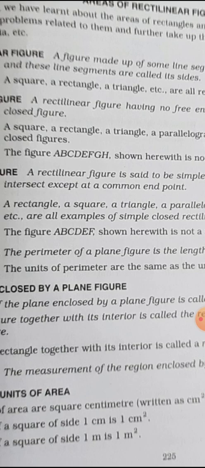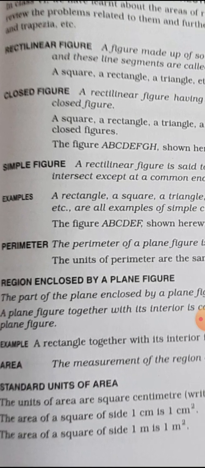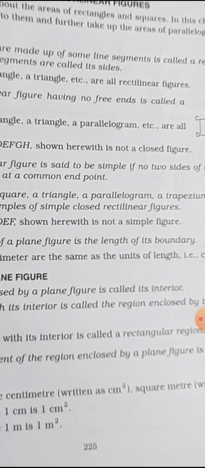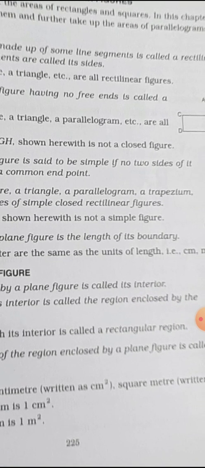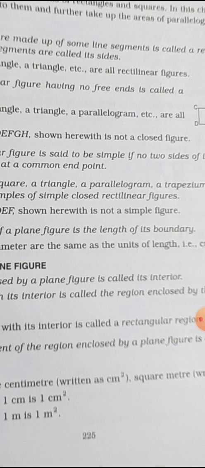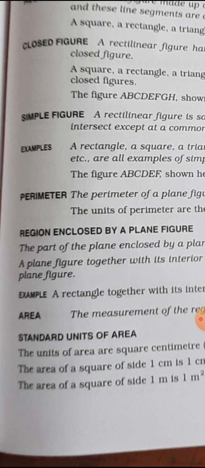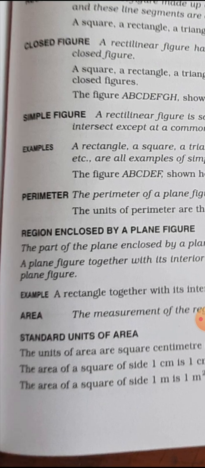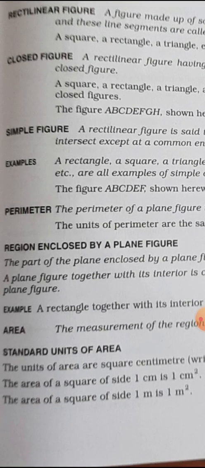For area, the units of area are square centimeter. That is written as meter square if the length is given in meter, centimeter square if it is given in centimeter, and kilometer square when it is given in kilometer. We write it like this: the area of a square of side 1 centimeter is equal to 1 centimeter square, and the area of a square of side 1 meter is known as 1 meter square.